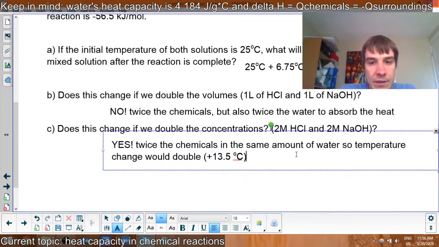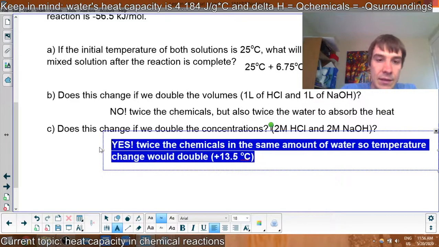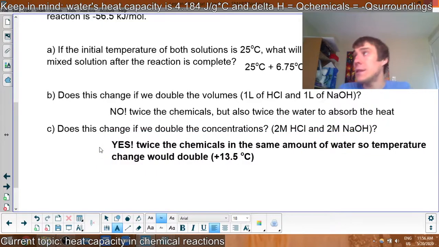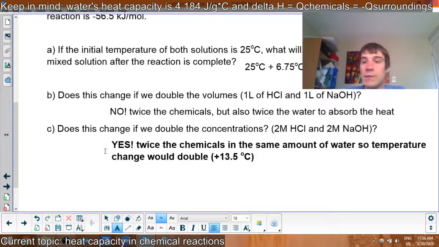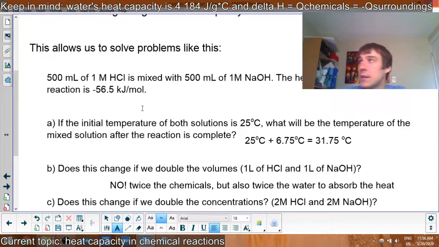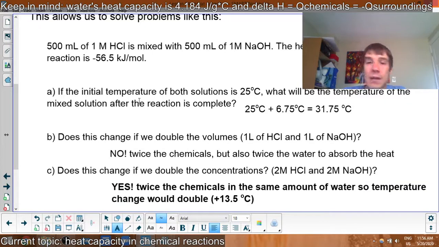So yeah, that's calorimetry. That's how we solve a calorimetry problem that involves a heat of neutralization. We have to figure out how many moles, multiply the kilojoules per mole times the number of moles we have, and then proceed with a normal heat capacity problem from there. We'll be doing some other practice problems like this in class today.